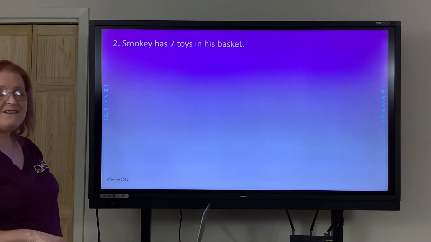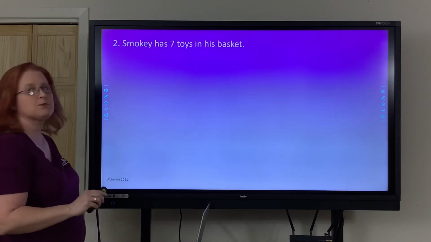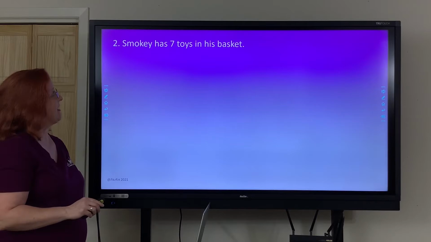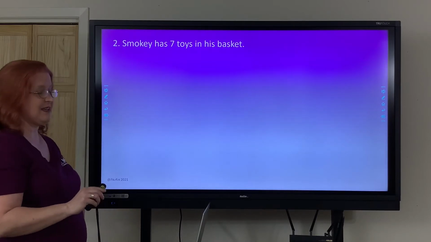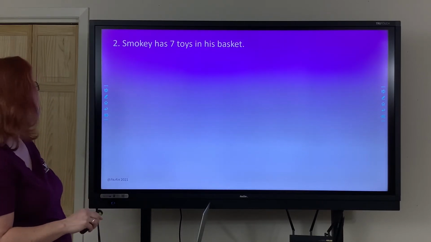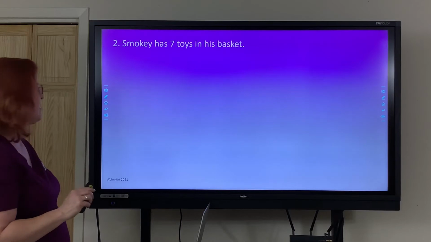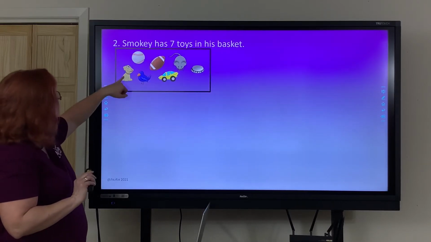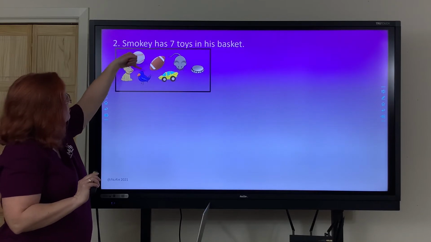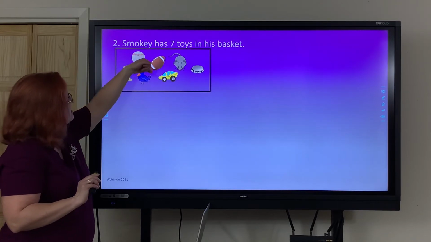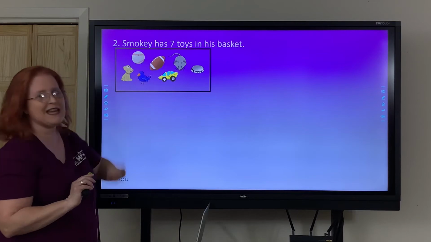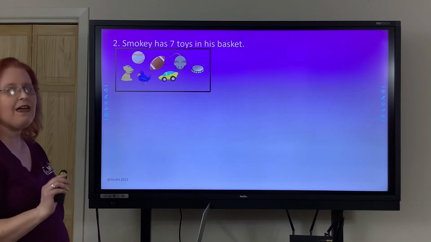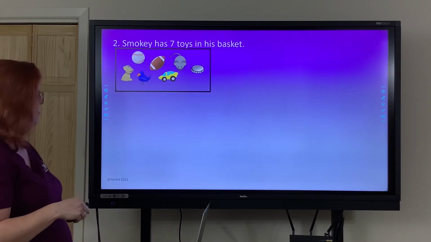Smokey has 7 toys in his basket. Smokey is my cat, and he has toys all over the house, and Nerf bullets are his favorite. So I didn't put that in there though, I should have. All right, so let's see what's in his basket. He has a stuffed dog, a baseball, a little bitty football, a bird, a little car, a mouse, and a bottle cap. Yes, he likes trash to play with.